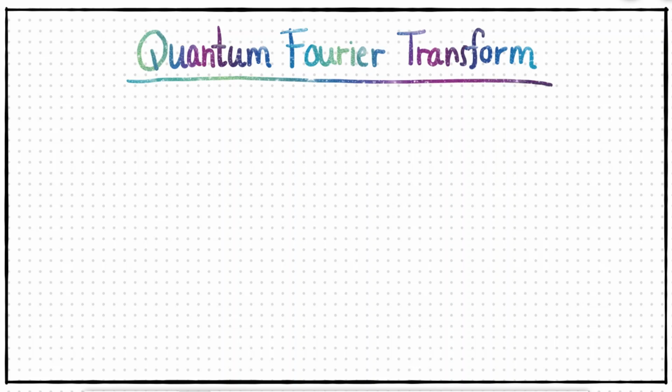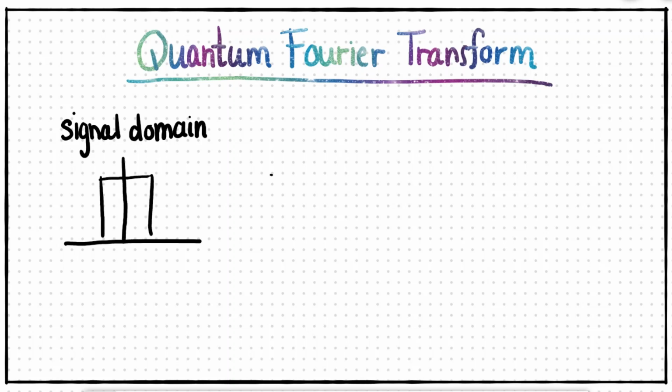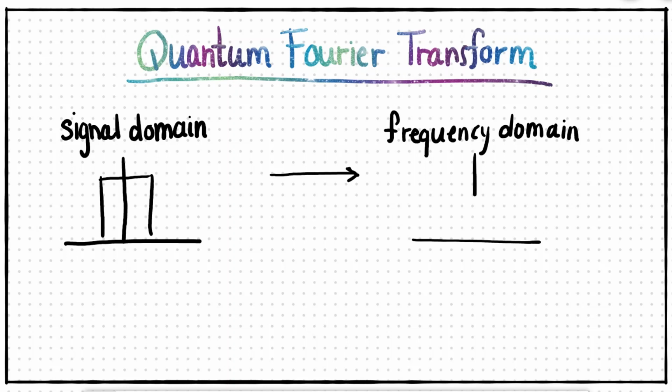In this video, we will explain how the quantum Fourier transform works and why it can be useful in a quantum computer and in quantum algorithms. The quantum Fourier transform, also known as QFT, like the classical Fourier transform, takes the data from the original signal representation to the frequency domain representation.